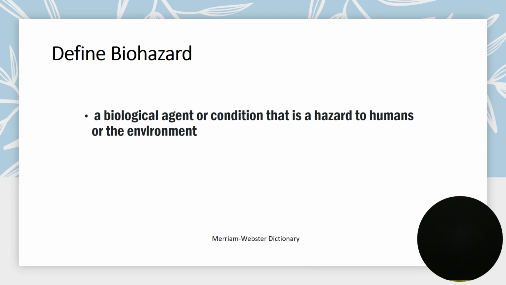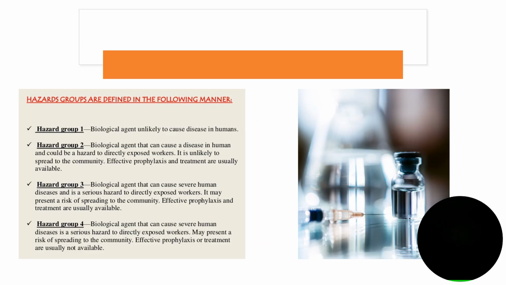A biological hazard is defined as an agent or condition that is a hazard to humans or the environment. Well, let's help answer the question of what organisms pose the real risk today. And we'll start by looking at the hazard groups and where Ebola, monkeypox, and MERS fit in.